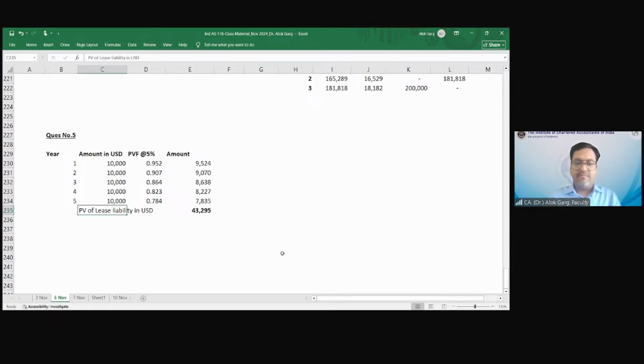43,295, right? So now on the commencement date, what entry do I have to pass? Is it in INR or USD? Because the functional currency is INR, I need to pass it in INR. So what is my exchange rate? Exchange rate. 68.